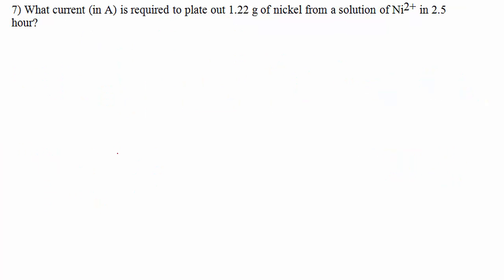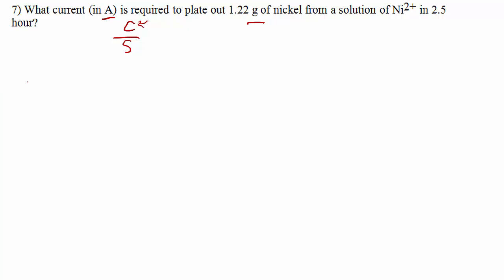7. What current in amps is required to plate out 1.22 grams of nickel from a solution of nickel plus 2 in 2.5 hours? So for amps, we're looking for coulombs per second. How are we going to end up with that? Well, we know the amount of stuff we need to get, so let's figure out how many coulombs that would take first.